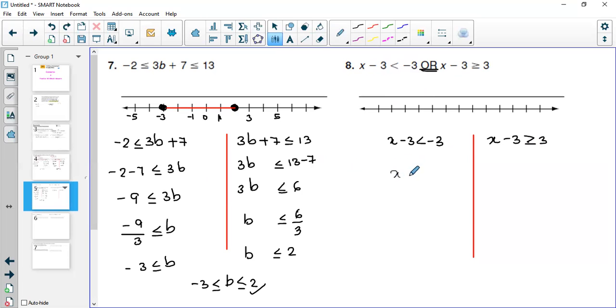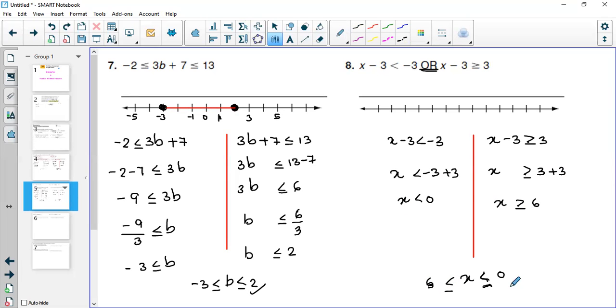Now solve it. X is less than -3 plus 3, which means x is less than 0. And the other one is going to be 3 plus 3, which means x is greater than or equal to 6. Now, why are they using the word or? If you would try to write this in a compound inequality, do you know how your inequality would look like? It will look like this. Because see, x is less than 0, but 6 is less than x.